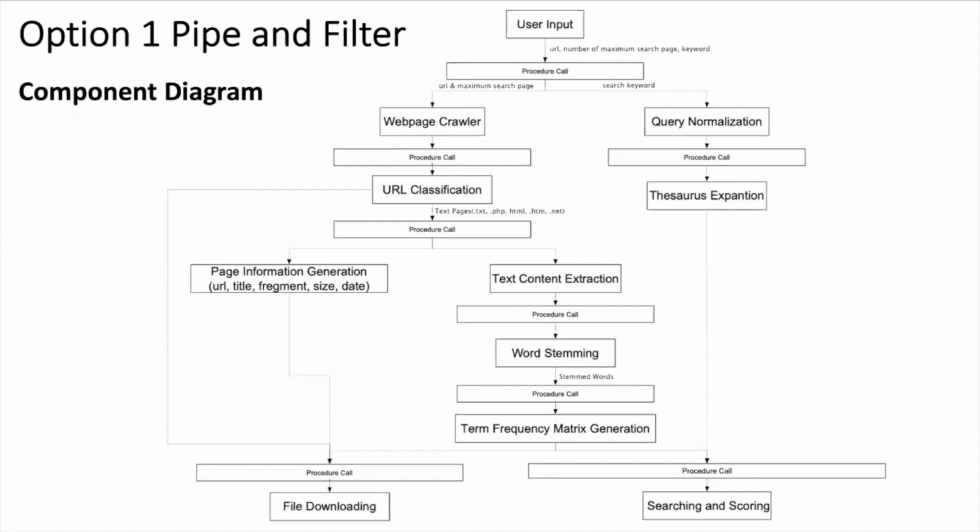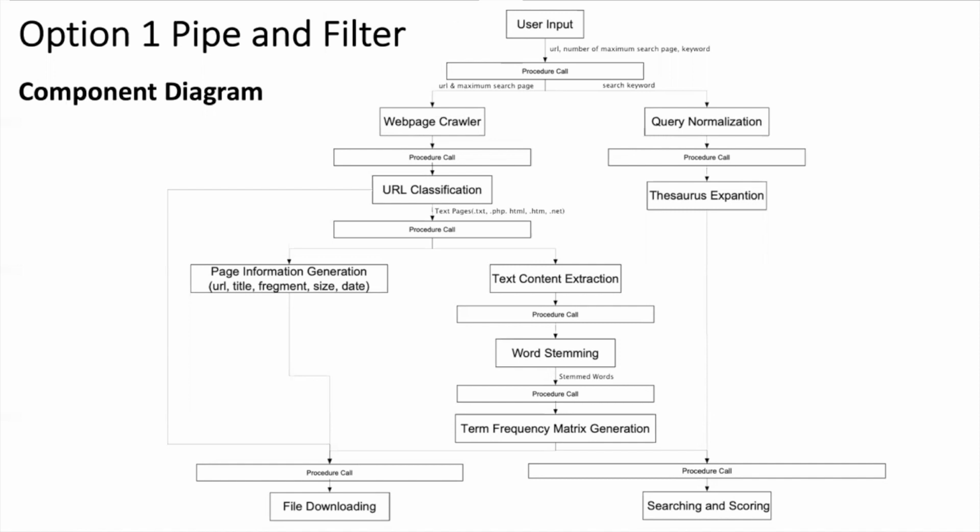There are two architecture options for this project. The first option is posted here, pipe and filter style. So here is the component diagram of pipe and filter architecture. You can clearly see the structure of this architecture. The procedure core connectors are controlling the flow of data.